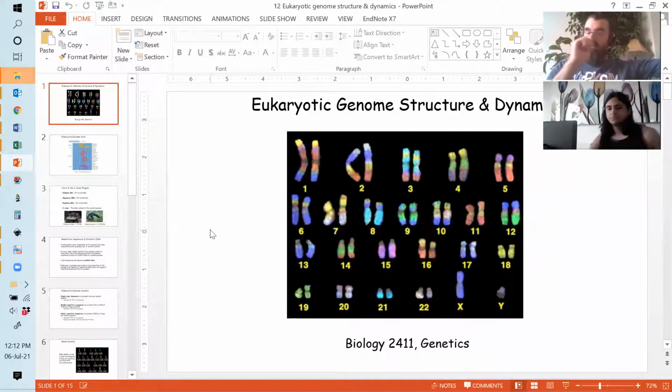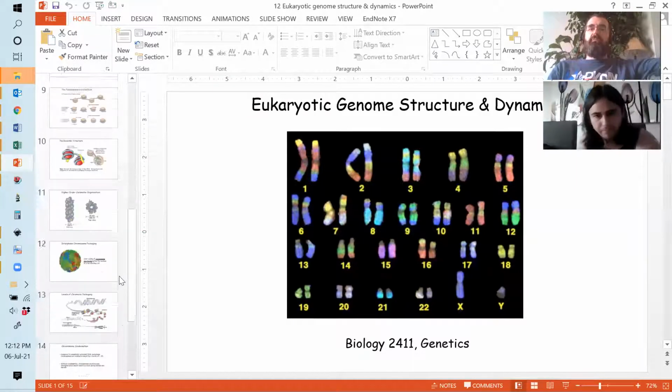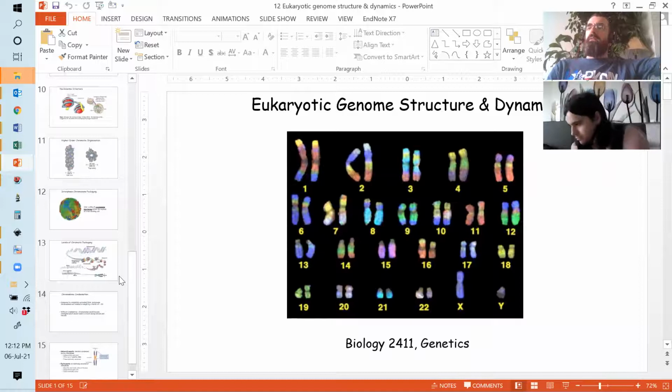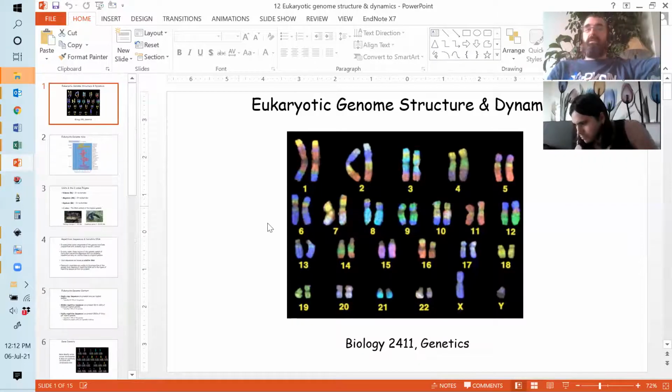And then really talking a lot more about chromosome dynamics, in terms of what's going on in the individual chromosomes, what those chromosomes look like in the nucleus, which isn't really what you think it looks like, which is kind of cool.